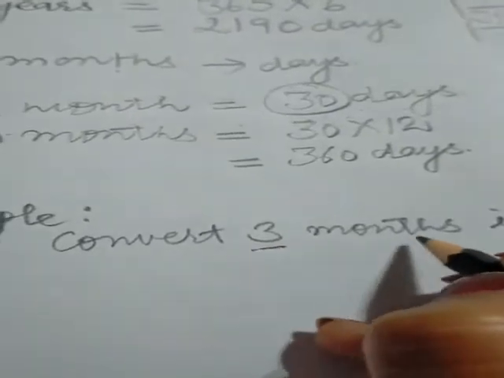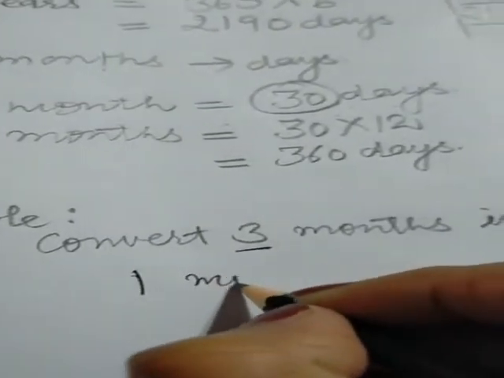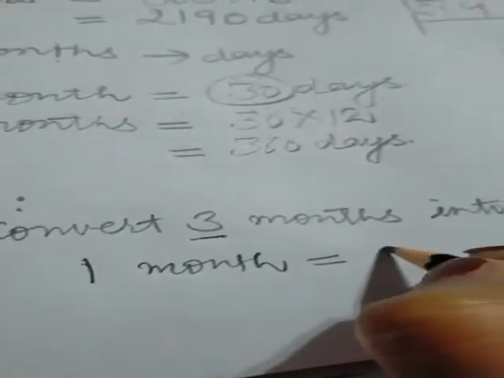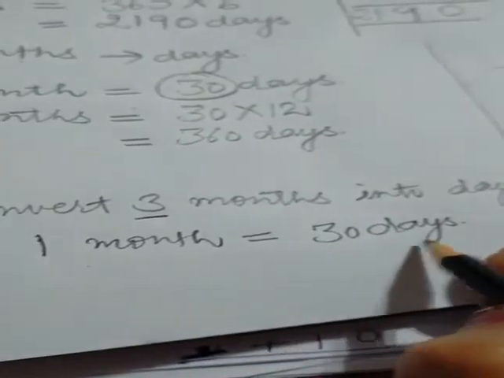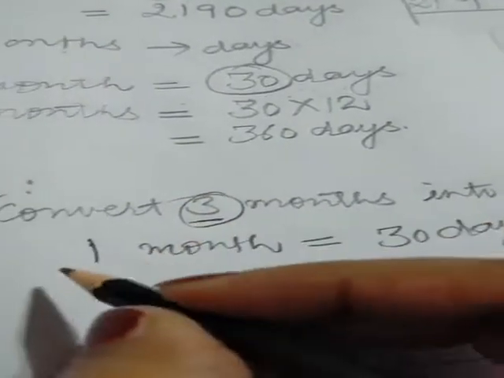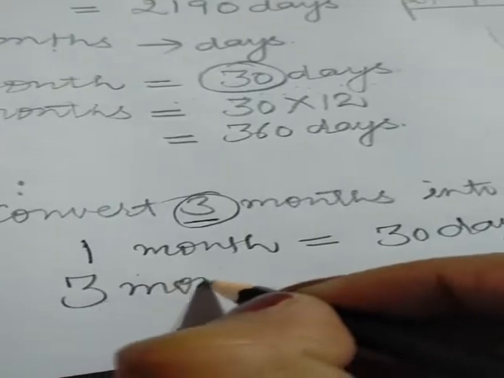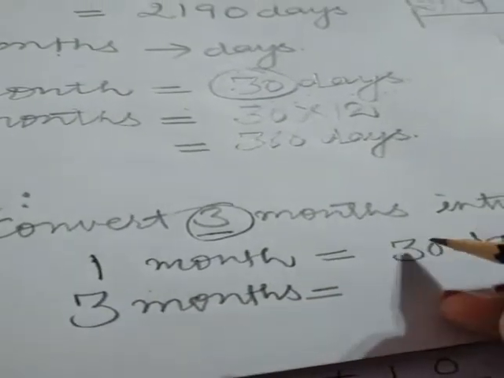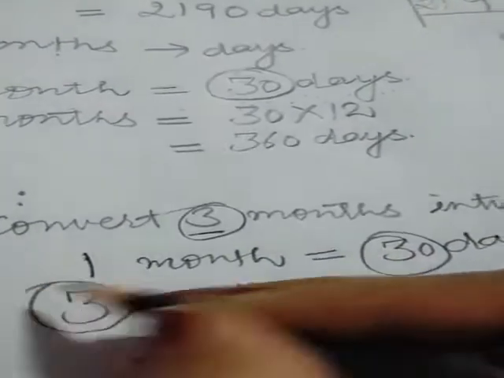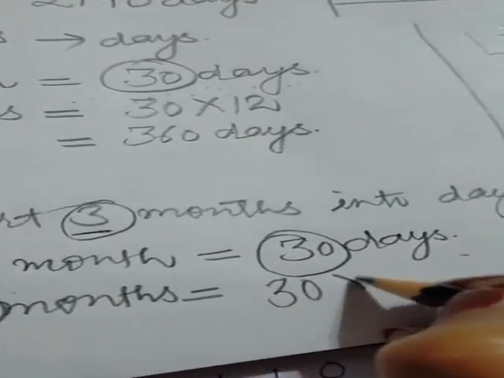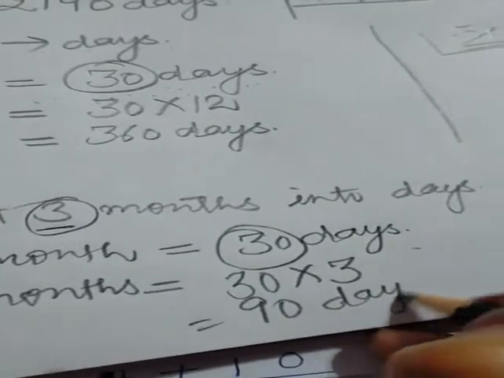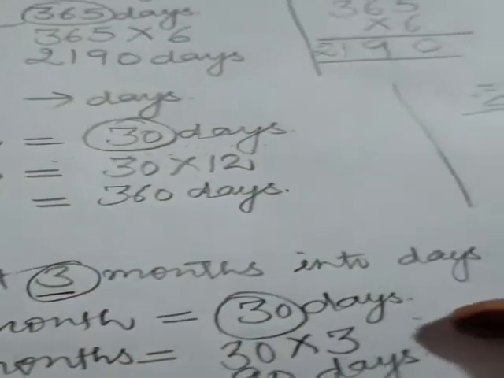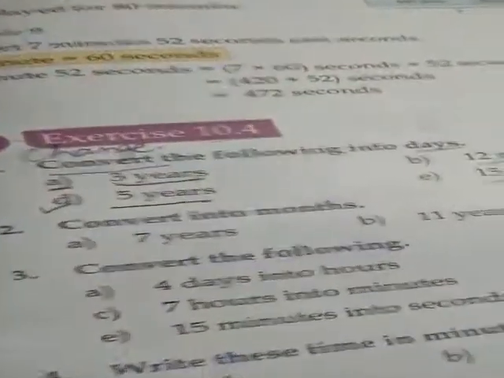Now the question is of 3 months, but we will write 1 month first. 1 month is equal to 30 days. Now the question is of 3 months, so we will write 3 months. Now 30 and 3, both will be multiplied. 30 multiplied by 3, yes, it will become 90 days. Yes students, in the same way you will try the E part, and you will get the answer.